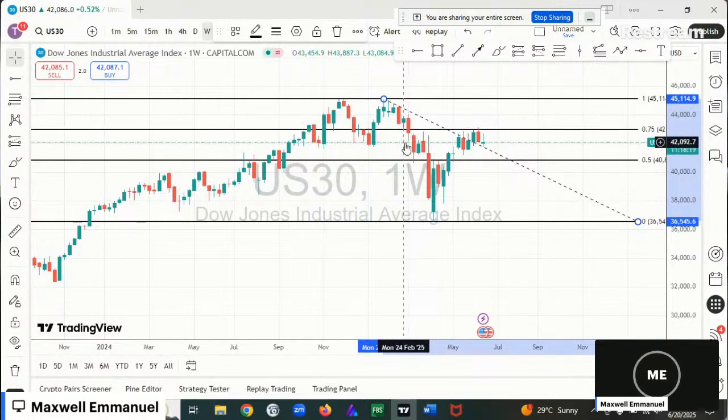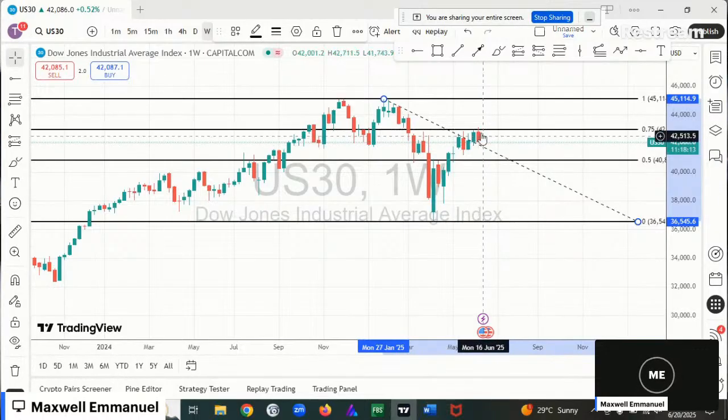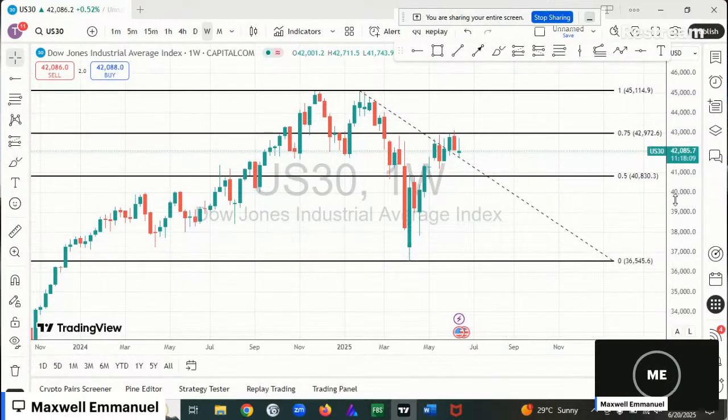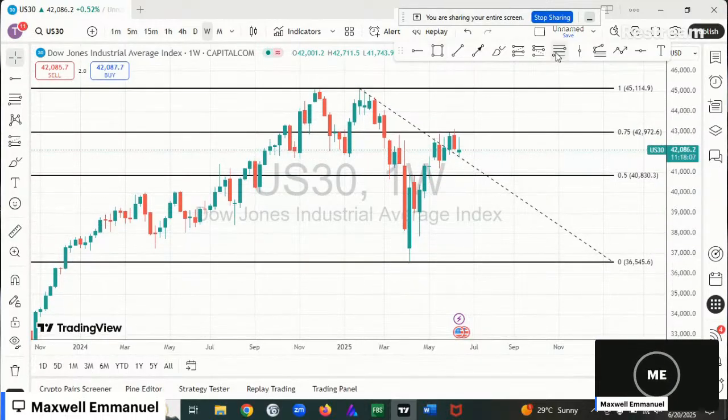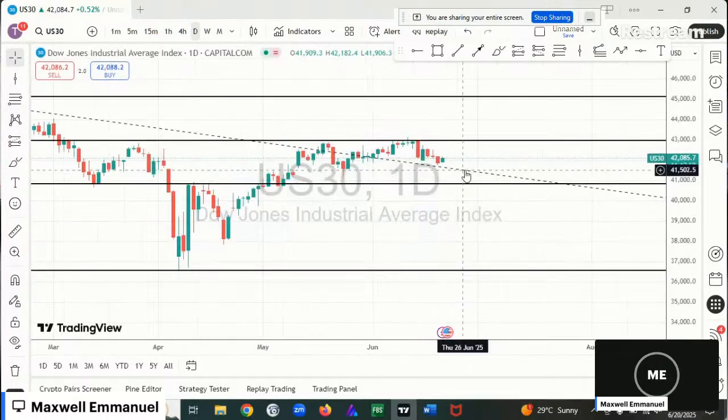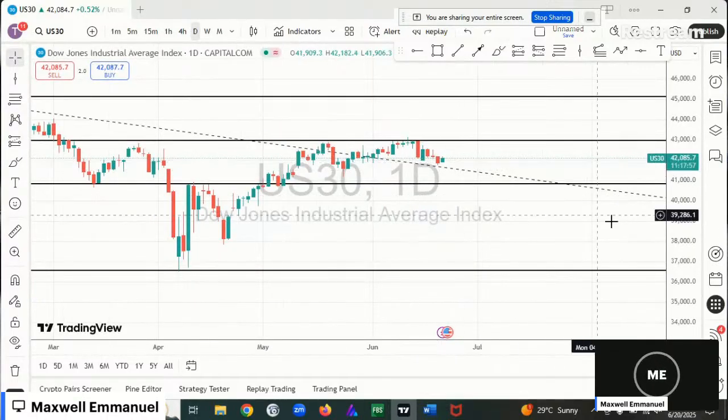Can you see this fair value gap here? Price has filled this fair value gap, and last week candle was bearish. Can you see that? And after the formation of that last week candle, I'm sure a fair value gap was created, and I think price has pulled back to fill that fair value gap. Let's see daily.